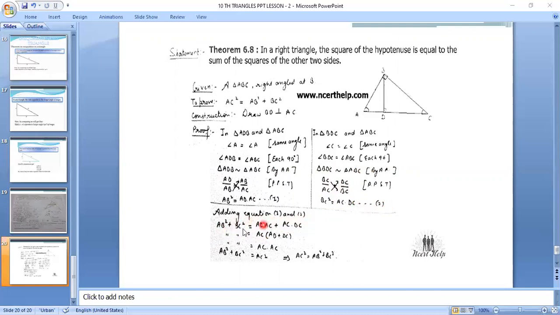Adding equations 1 and 2: AB square plus BC square is equal to AD into AC plus AC into DC. So take AC common: AC into AD plus DC. Then AB square plus BC square is equal to AC into AC, so AB square plus BC square is equal to AC square.